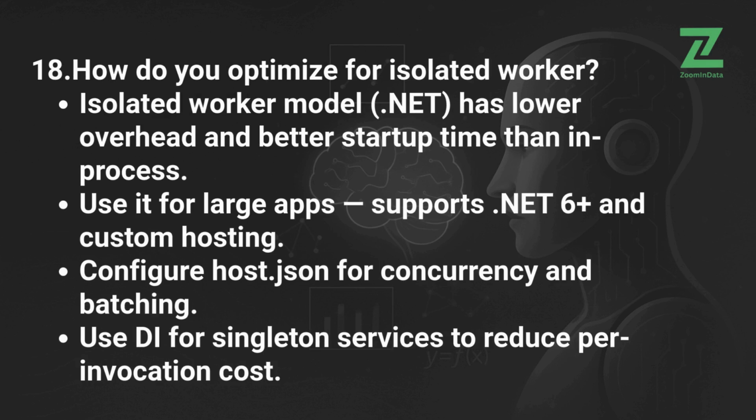How do you optimize for isolated worker? Isolated worker model, .NET, has lower overhead and better startup time than in process. Use it for large apps. Supports .NET 6 plus and custom hosting. Configure host.json for concurrency and batching. Use DI for singleton services to reduce per invocation cost.